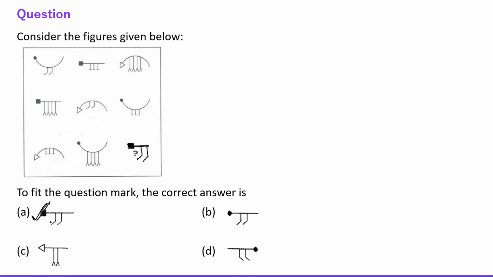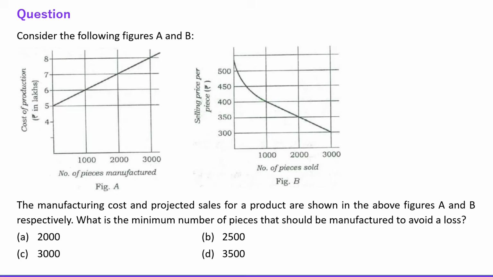Alright, now let's move to the second question. Again data interpretation. Consider the following figures A and B. In figure A, the number of pieces manufactured is given on the x-axis and the cost of production on the y-axis. In figure B, the number of pieces sold is given. Figure A is of manufacturing and figure B is of selling.